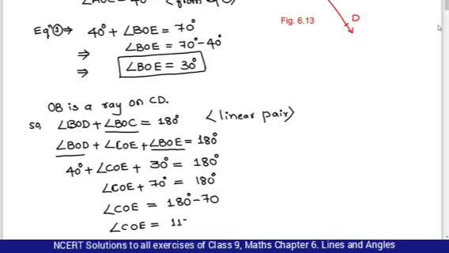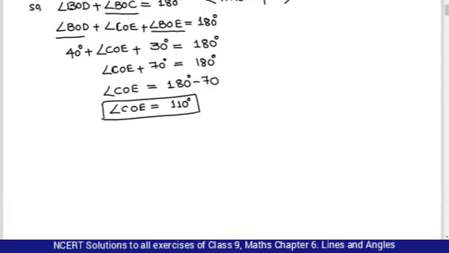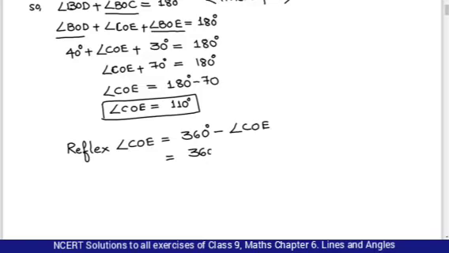Now angle COE is equal to 180 minus 70, that is 110 degrees. Now we got angle COE as 110 degrees, but we have to find reflex angle COE. So for the reflex angle COE, what we have to do? We have to subtract this 110 from 360 degrees. Reflex angle COE is equal to 360 minus angle COE. 360 minus 110 degrees, which is 250 degrees. Therefore, reflex angle COE is equal to 250 degrees.